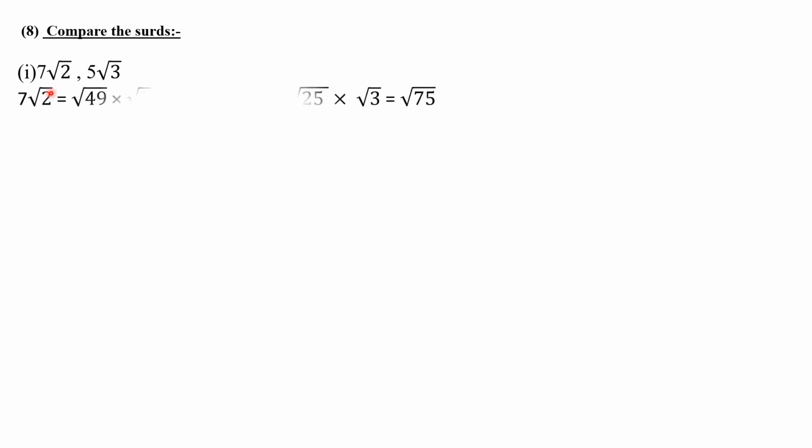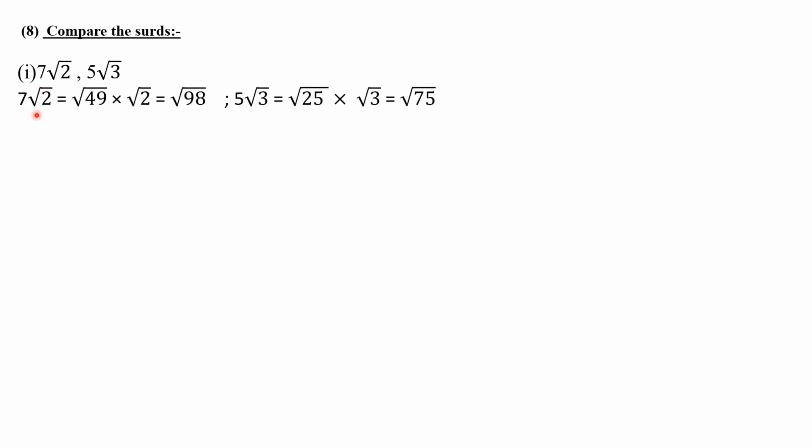Let's move to the next topic question, that is compare the surds. Now first one, what is given? 7 into root 2 and 5 into root 3. You have to see which one is greater among these two surds, which one is greater, which one is smaller. So the order is the same. Now you have to see the radicand. Directly you cannot compare, as your coefficient is there ahead of this surd. So first we have to make the whole thing into a radicand.